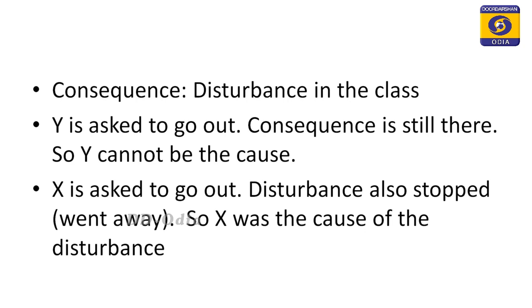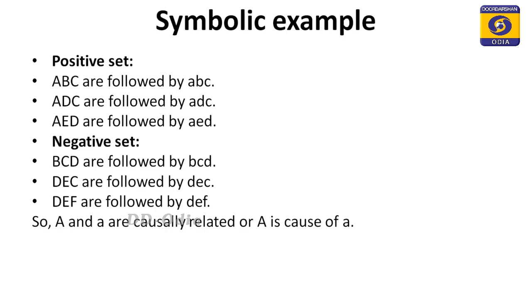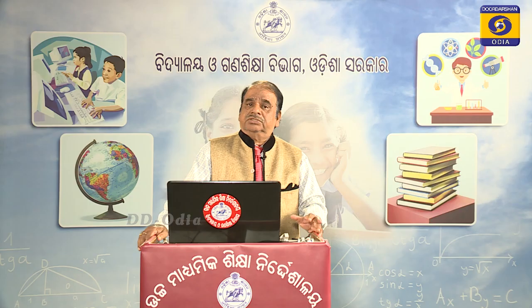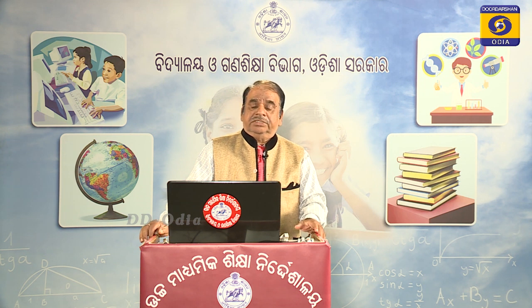Then according to the second principle of elimination, x is the cause, because if we take away the x, the consequence also goes away. Therefore, it is decided that x is the cause of the effect, that consequence. Now, this method can be expressed with the help of a symbolic example, as the two other methods were also expressed with the help of symbolic examples.